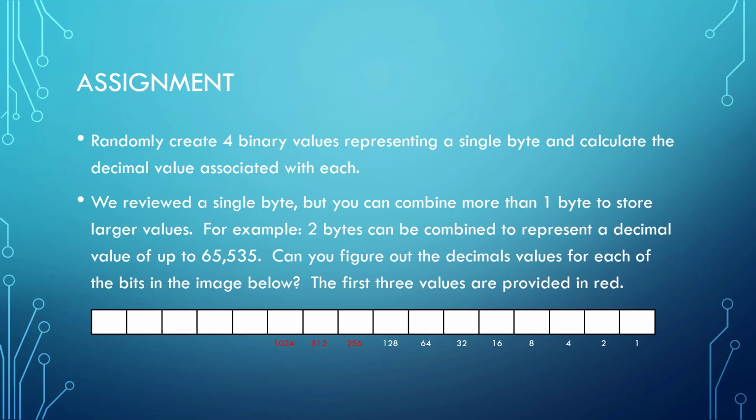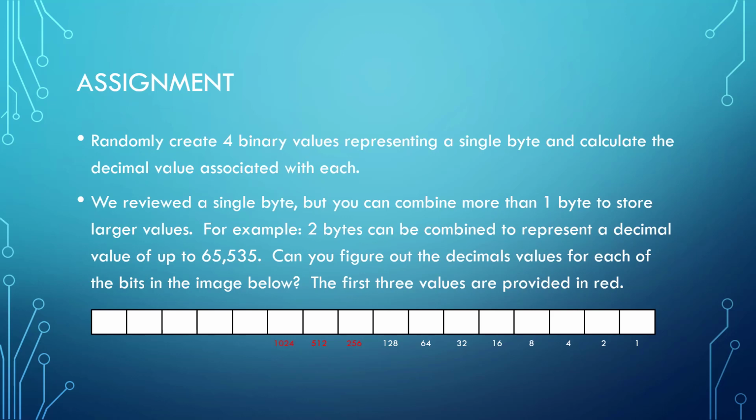And then we reviewed a single byte. But we didn't go into this, you can combine more than 1 byte to store larger values. I'm sure you've already asked yourself this question, because since 1 byte can only store a value up to 255, I'm sure you've thought, wow, computer systems can store numbers that are in the millions and billions. So how's that done?